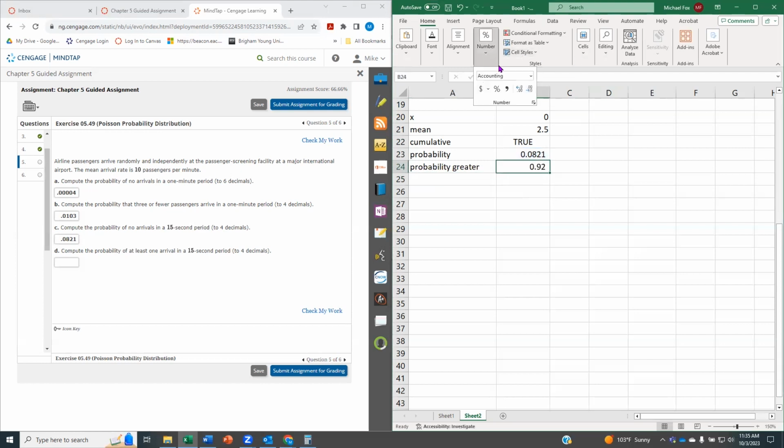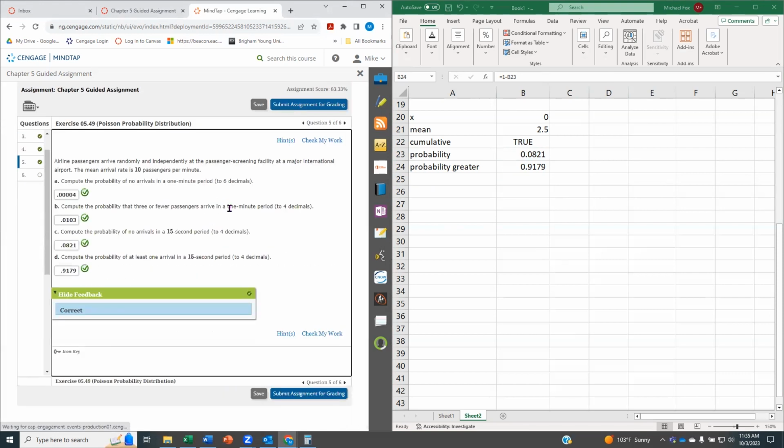So it wants 4 decimals, 0.9179. So we're saying it's a 0.9179 probability that at least one person will show up in a given 15-second period. Let's make sure we didn't make any mistakes. And it looks like we're all good.